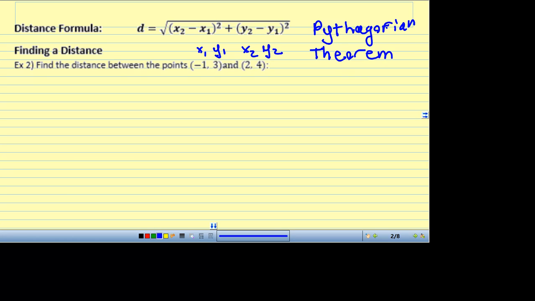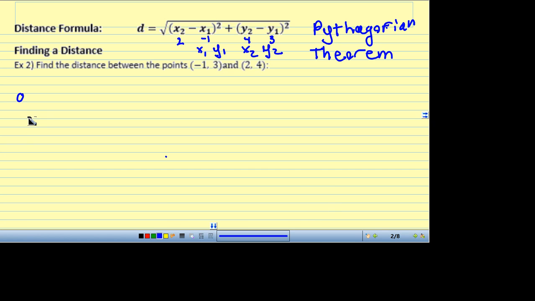Now it just becomes a plug-in problem. So I've got x2 is 2. x1 is -1. y2 is 4. y1 is 3. So again, just plugging it in.